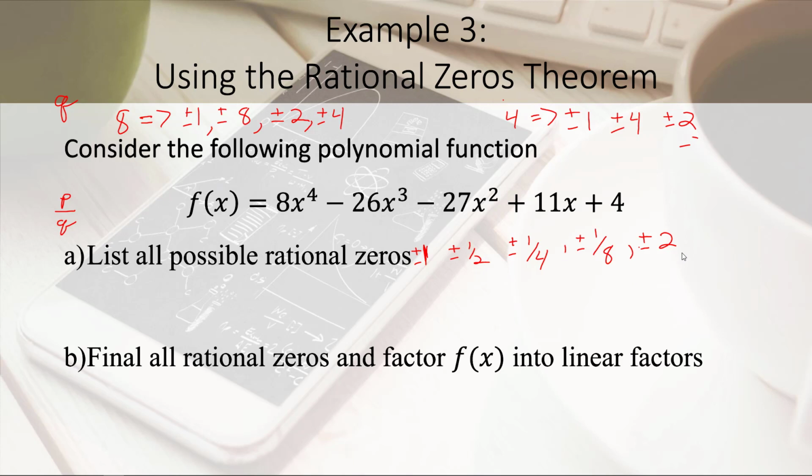Now we're going to look at all the possible ratios of p and q where p happens to be equal to 4. So that's plus or minus 4 divided by plus or minus 1, which is plus or minus 4. Plus or minus 4 divided by plus or minus 2, which is plus or minus 2, which we already have. Plus or minus 4 divided by plus or minus 4, which is plus or minus 1, which we already have, and then plus or minus 4 divided by plus or minus 8, which is plus or minus 1/2, which we already have right over there. So these are all the potential rational zeros for this particular polynomial. And then step 2 is, well, not final, but find.